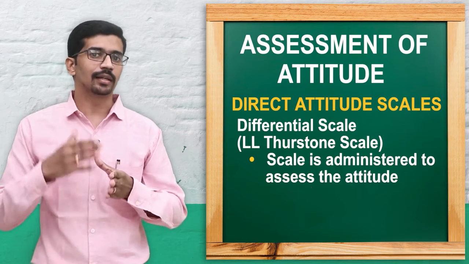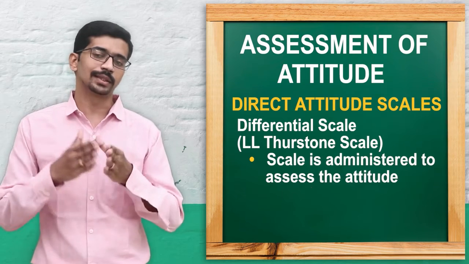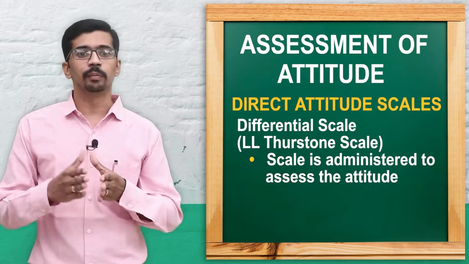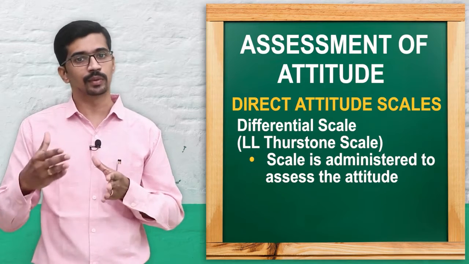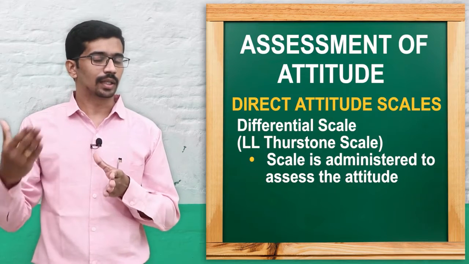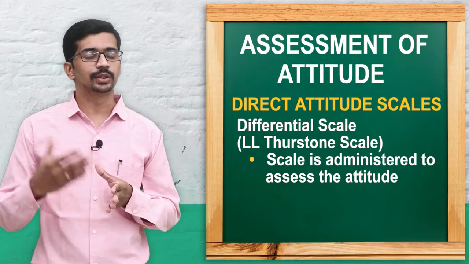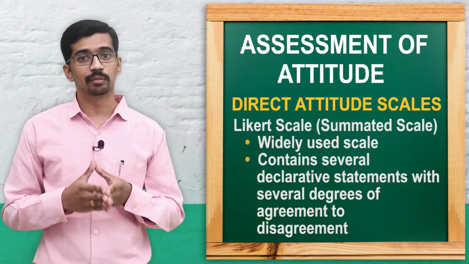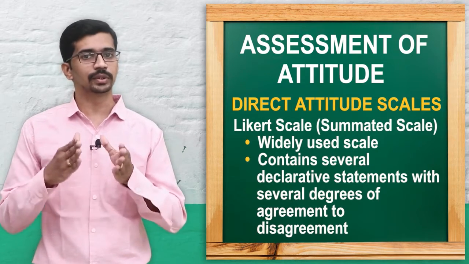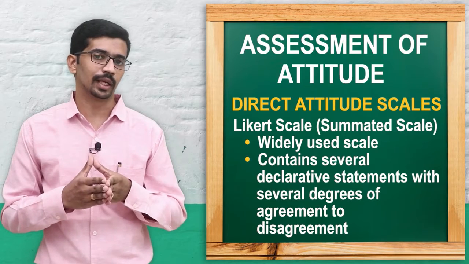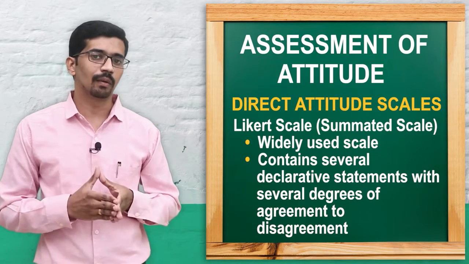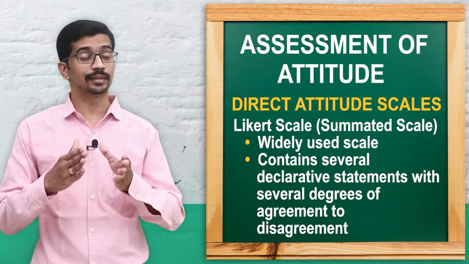Later the final scale will be prepared, and that will be administered to the group of people from whom we want to collect the attitude. That is the differential scale, or L.L. Thurstone scale. Coming to the next one, the most favorable or most accurate scale we use to assess attitude, that is the summated scale, otherwise termed the Likert scale.